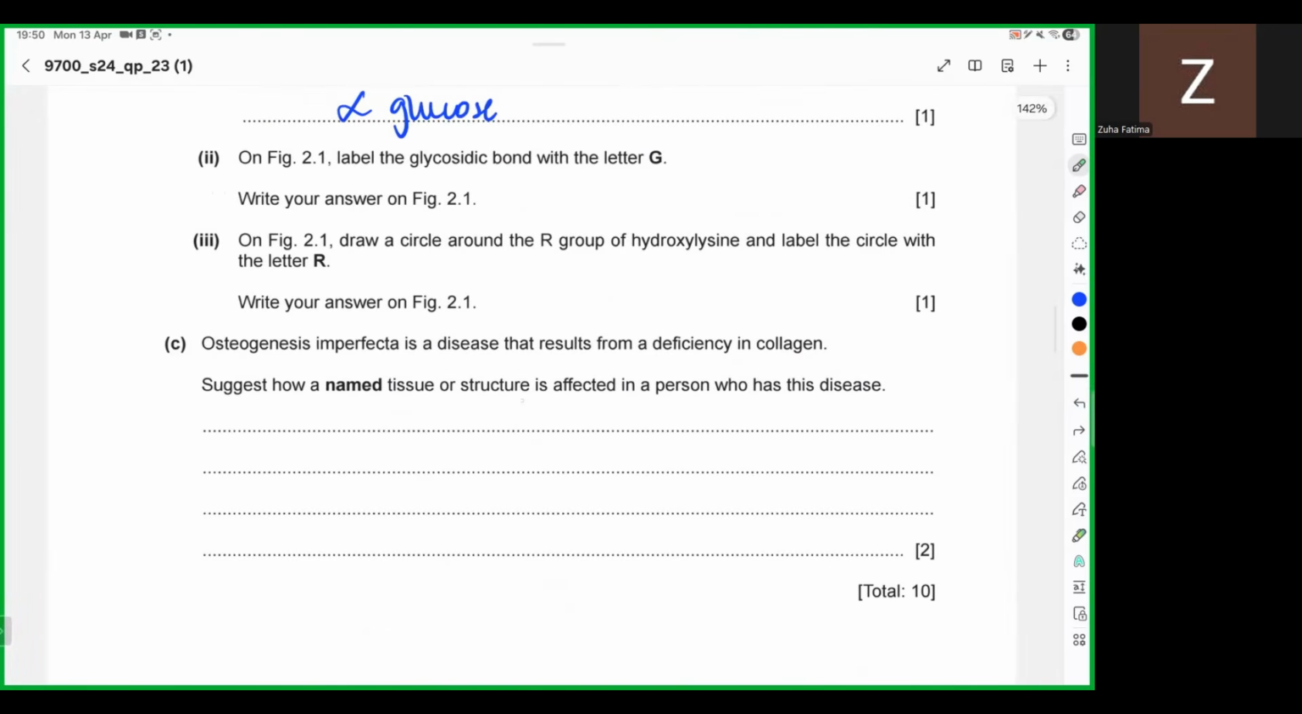Osteogenesis imperfecta. Osteogenesis imperfecta is a disease that results from a deficiency in collagen. Suggest how a named tissue or structure is affected in a person who has this disease. Now tell me, हमने कहाँ collagen पढ़ा हुआ है? In our syllabus, where have we studied about collagen? Blood vessels, yes, because muscles जो हैं वो हमने AS में नहीं पढ़े, right? So blood vessels में हमने collagen पढ़ा हुआ है.